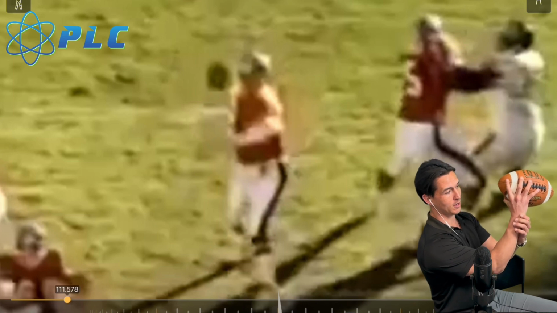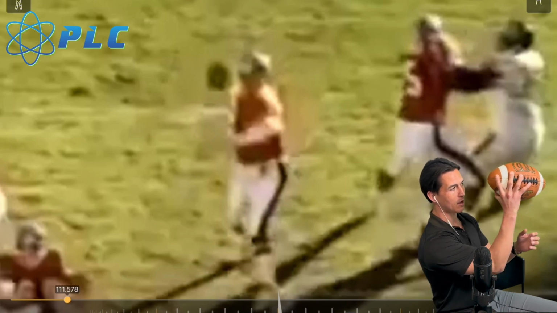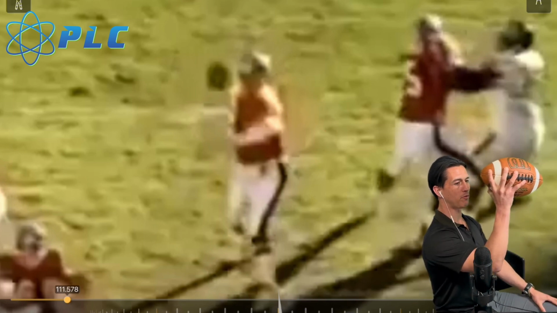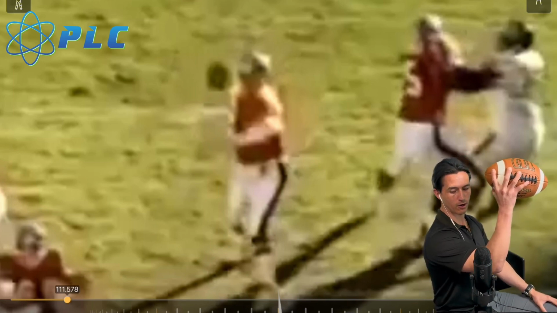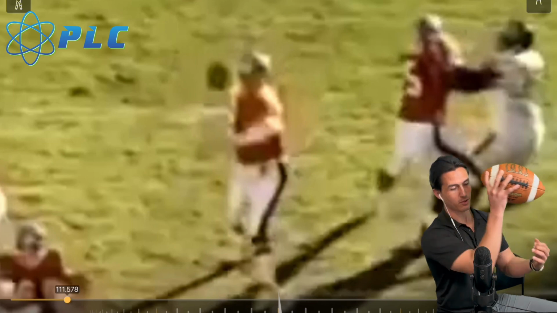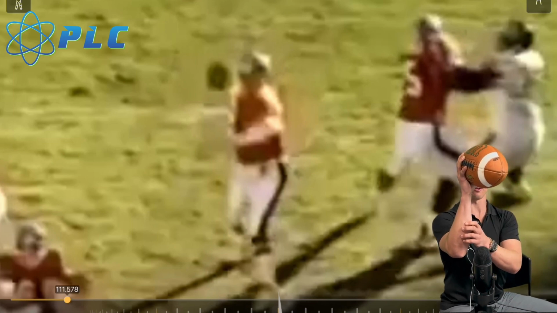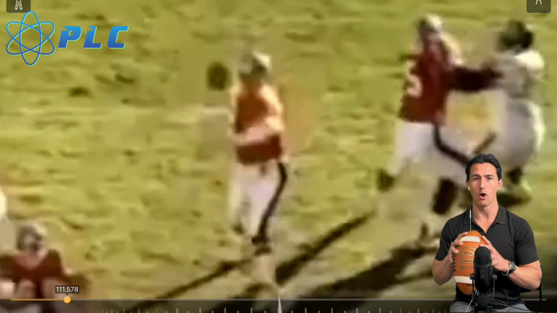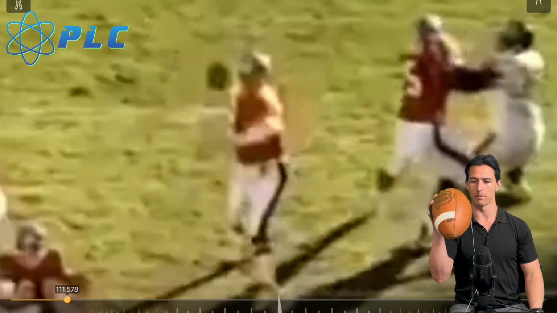We want to be able to get in this good neutral position and get the nose of the football facing towards the target. If you can't get the nose of the football facing towards the target, or it's turned here, and the wrist isn't neutral, right? The wrist isn't straight, then what that means is that you're doing something incorrectly with your grip. You're not holding the ball the way that you want to hold the ball.